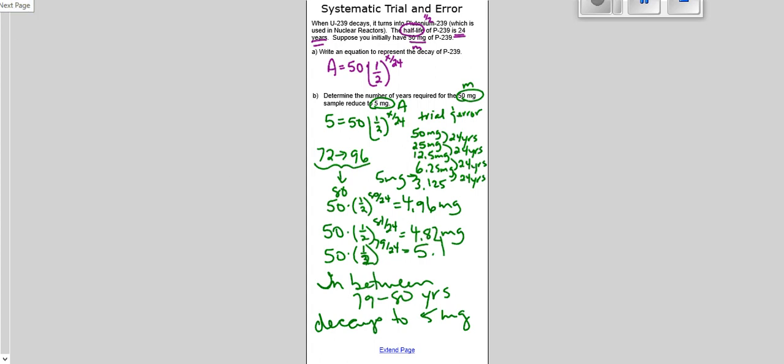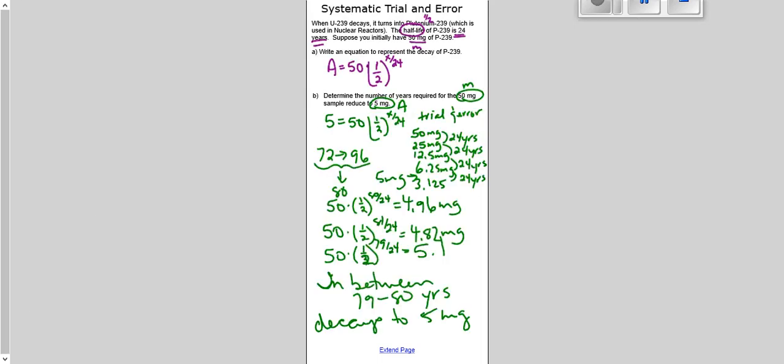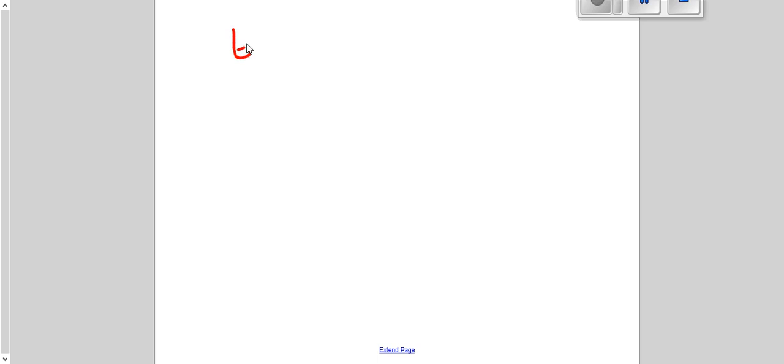Okay, now one other thing I want to talk to you about today, not just decay, because decay is really the same thing as growth, so there isn't a whole lot different there. But I want to talk to you a little bit about negative exponents. Just in case you have not seen negative exponents in a while, or maybe didn't last year, I want to talk about it a little bit. So let me go back a bit and talk about exponent rules.